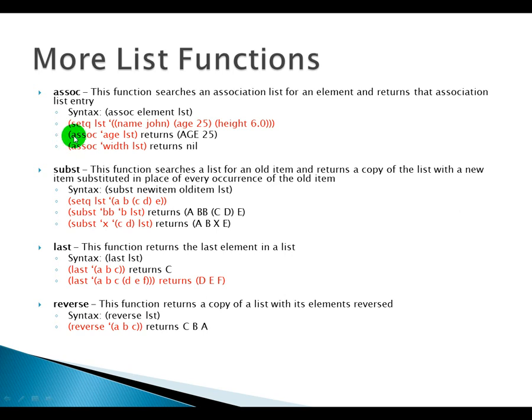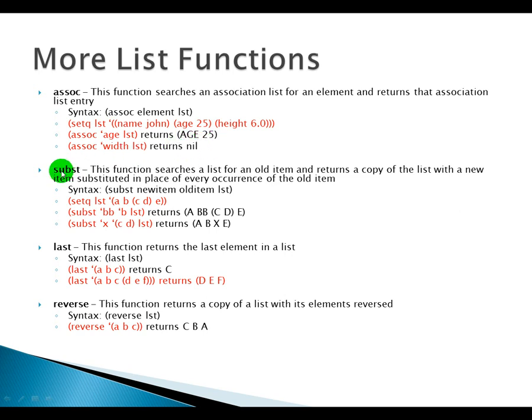If we issue the ASSOC age LST, which is our list, it gives us the association list of the age, which is age 25. So let's say we put here ASSOC name LST, it should give us the name John. However, if you specify an element that doesn't exist in the list, it should return nil.